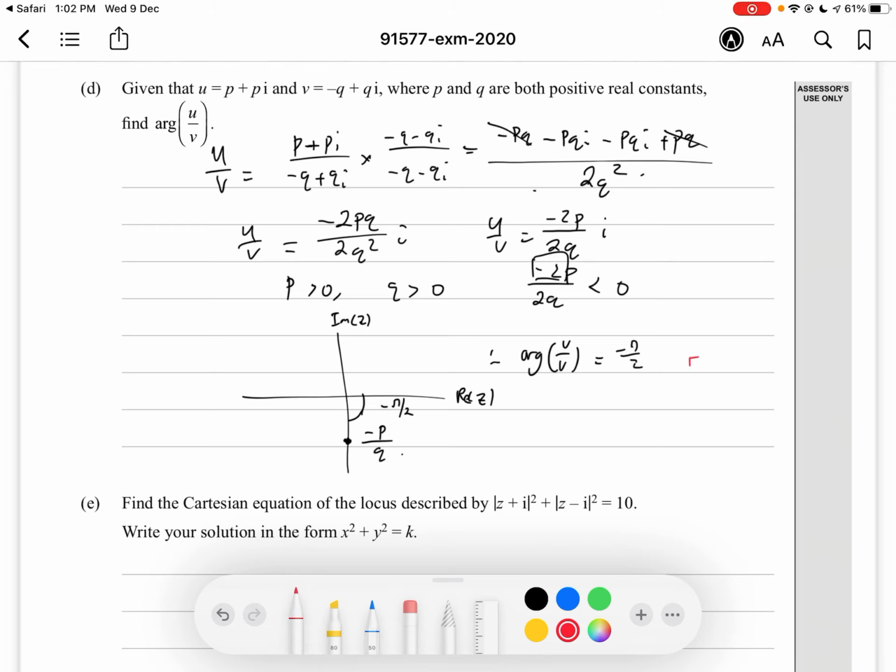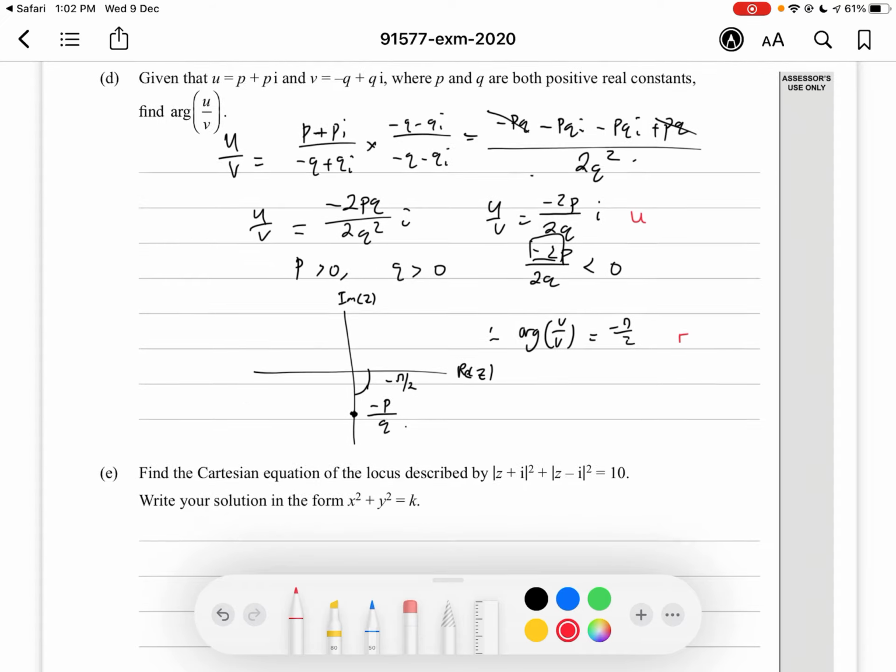This should be another merit level question. To get an achieved, you can correctly multiply by the conjugate and get an expression for u over v. So up to here, you should get an achieved.